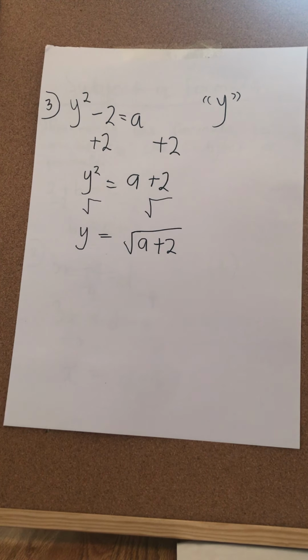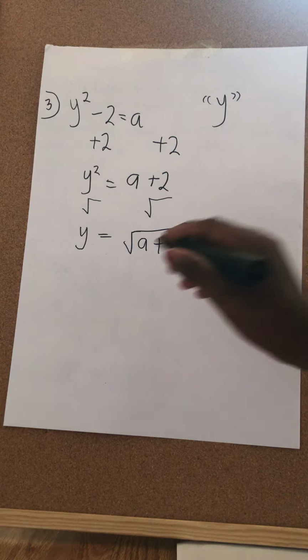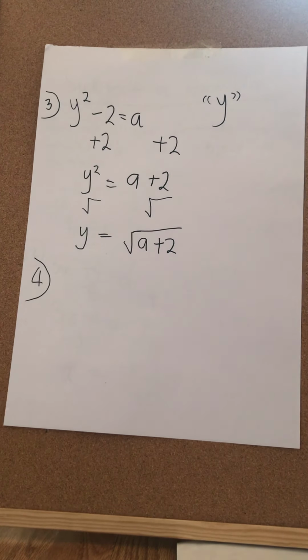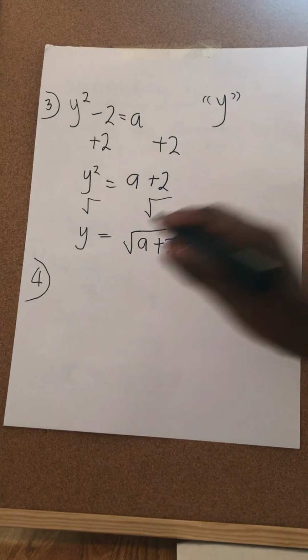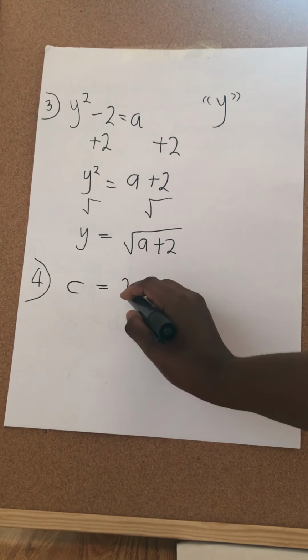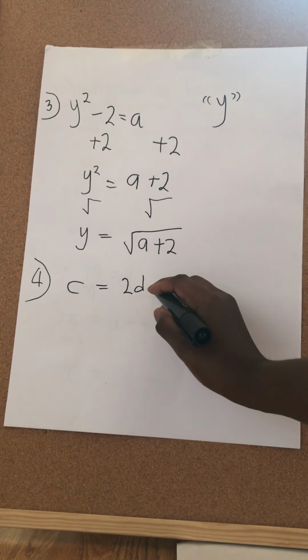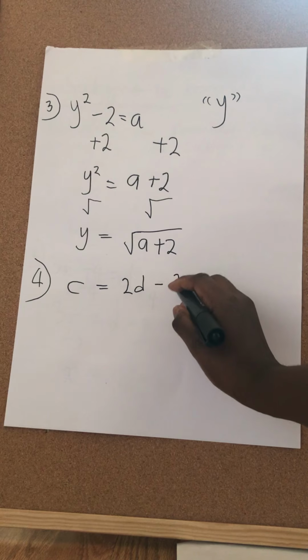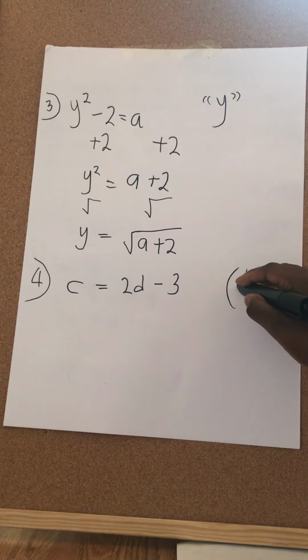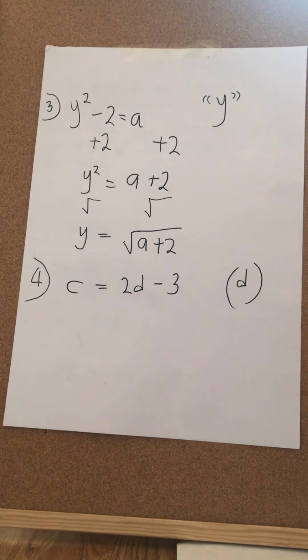How easy is that? Let's do one more. Number 4. c is equal to 2d minus 3. Here we will be making d the subject of formula.